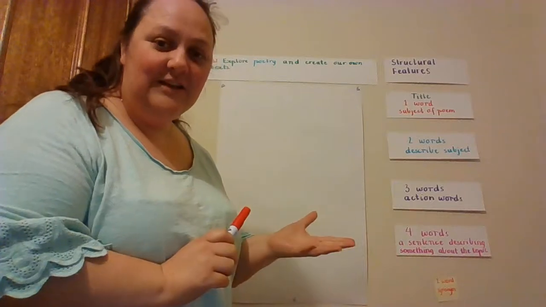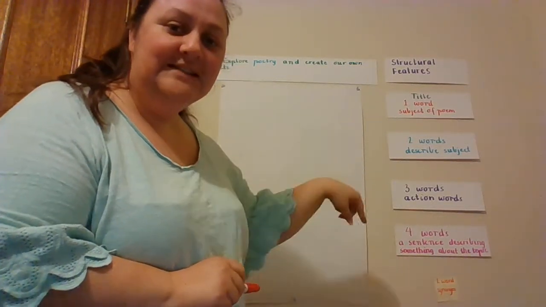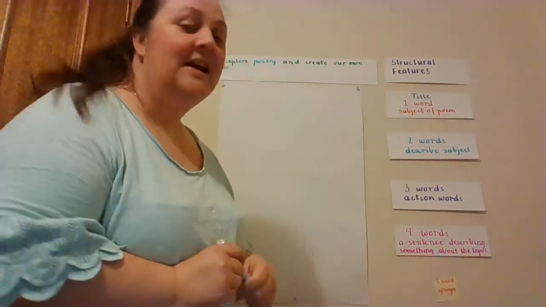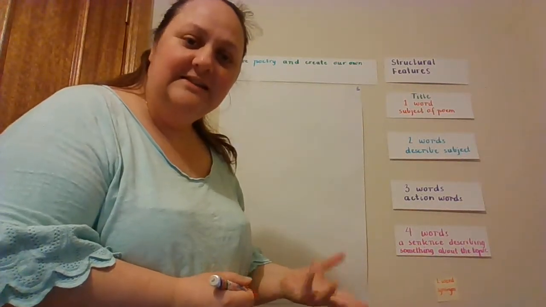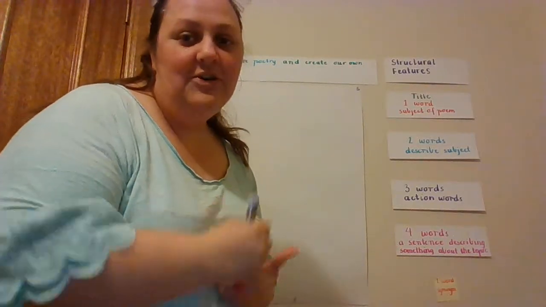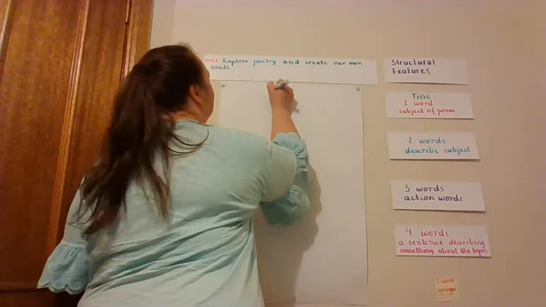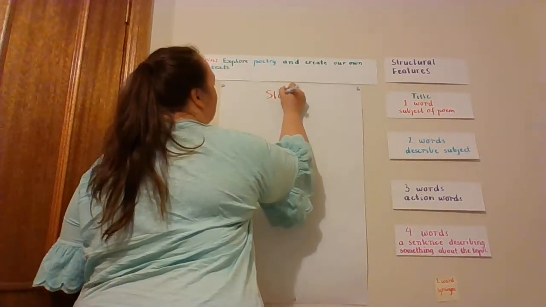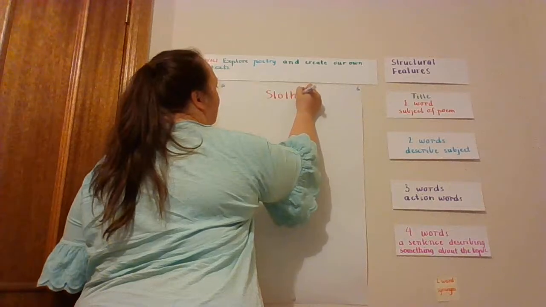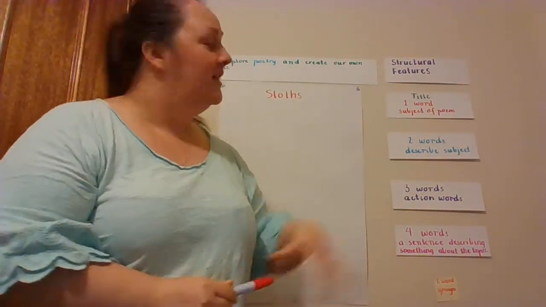So the first thing that we can do, if we have a look at our structural features list over here, it says that we need a title, which is the subject of the poem. So for me, that is sloths. You might have something different. So I'm going to write the title now. Okay, great. So I've got sloths written down.